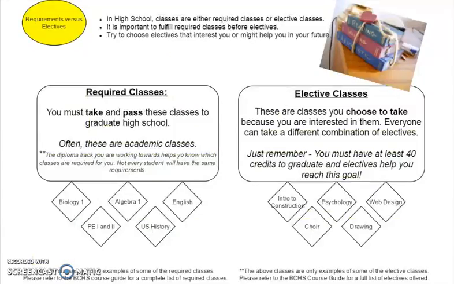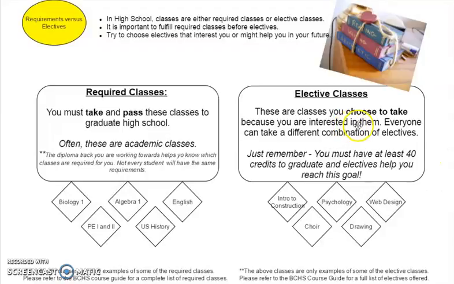There are a couple subcategories of selecting classes that we'd like to point your direction to. Requirements versus electives. Required classes are those that you must take and pass to graduate high school. Elective classes are those that you choose to take. Every year there is going to be a set of required classes that you will sign up for, and then in the remaining slots you will choose different electives.